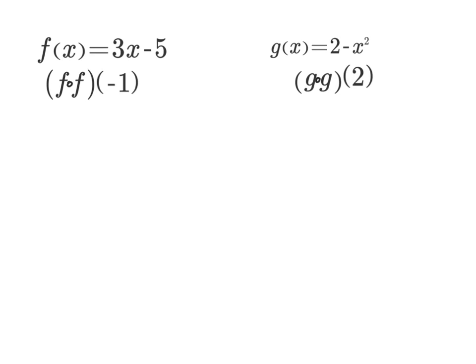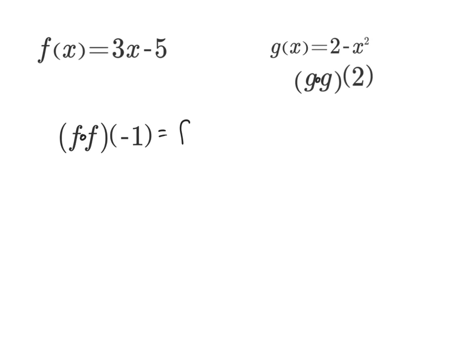f of negative 1. So if f of x is 3x minus 5, I am going to do this part first. Well, we know that this is the same thing as f of negative 1. So what I'm going to do is I'm first going to find out what f of negative 1 is. Well, f of negative 1 is 3 times negative 1 minus 5. Well, 3 times negative 1 is negative 3, minus 5 is negative 8.